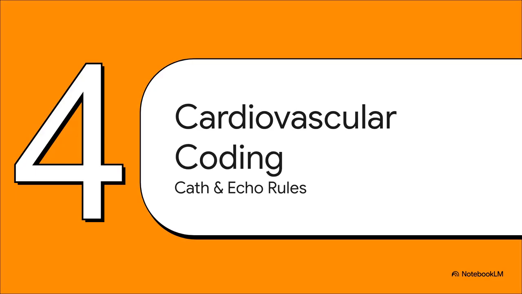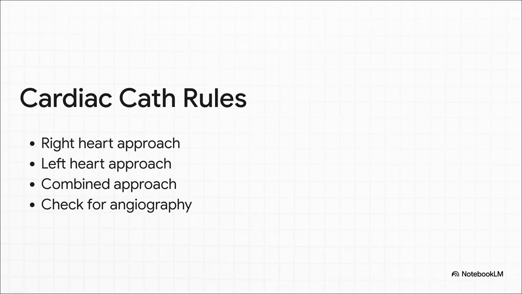Section 4. Case 3. Cardiovascular coding. Let's look at some non-invasive and minimally invasive diagnostic procedures next. For diagnostic cardiac catheterizations, your code selection strictly depends on the vessel approach. You have to ask, did they go into the right heart, the left heart, or was it a combined right and left approach? On top of that, you always have to verify if coronary angiography or injection procedures were included, because those specific details will push you straight into very specific combination codes in the 93451 to 93461 range.